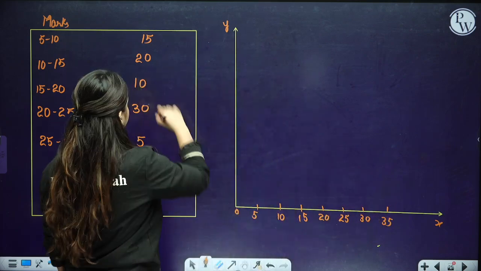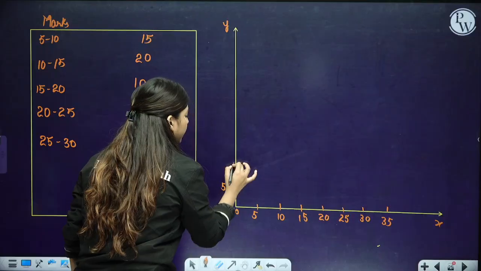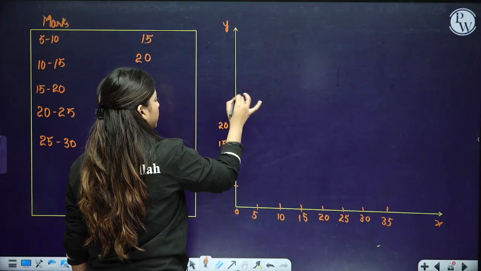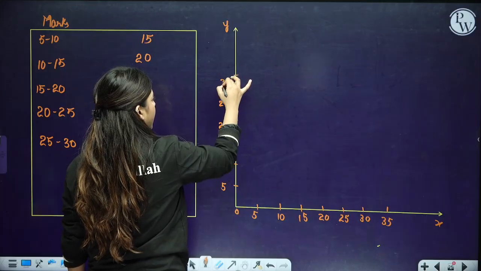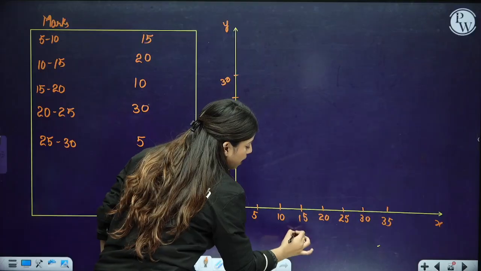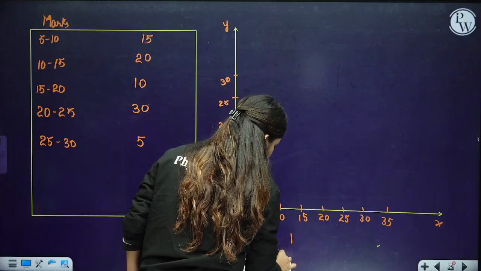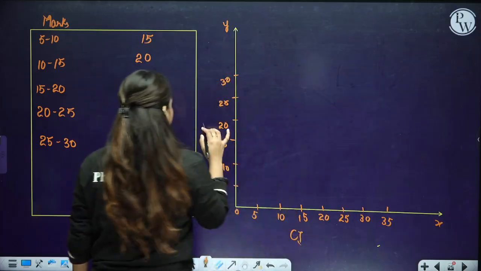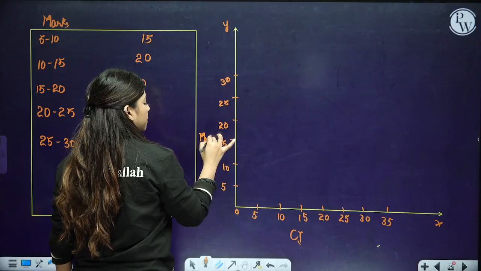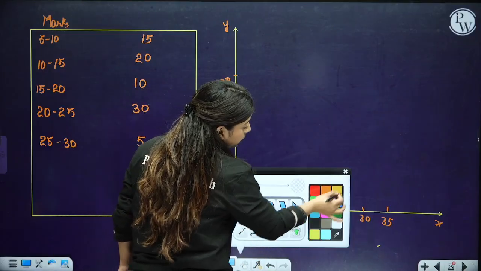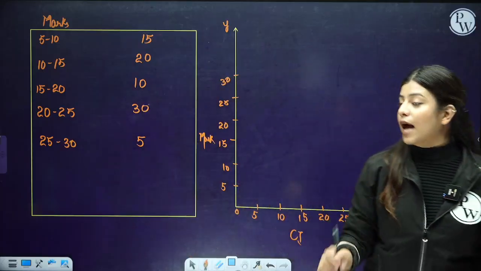Okay, now these are the marks. Let's take a gap of 5, 10, 15, 20, 25 and 30. So these are what? The marks. These are the class intervals. You can write class intervals, and these are the marks secured by students. Now the next thing is we have to draw the rectangular bars, but with no gap in between.